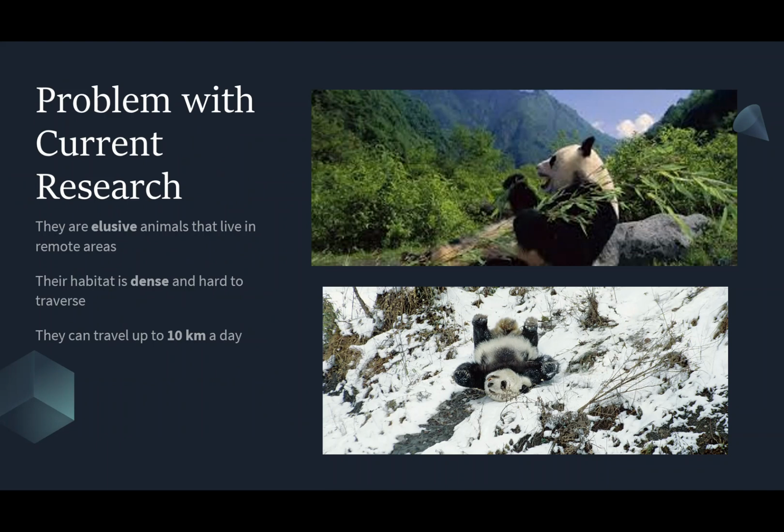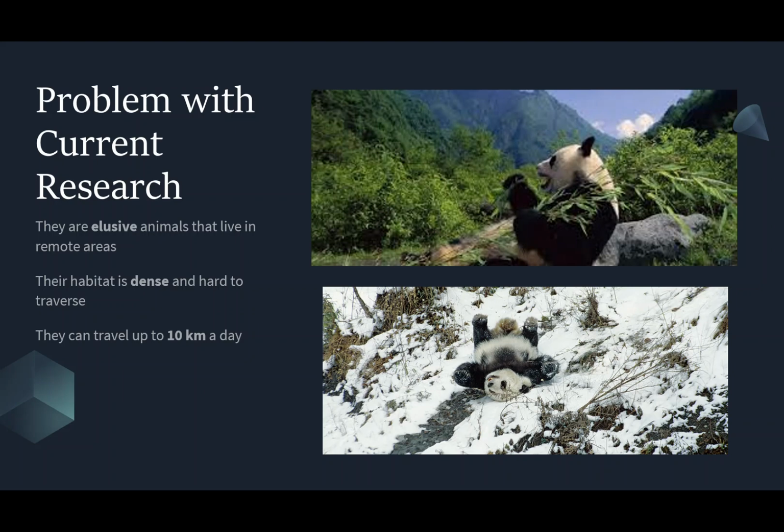The problem that we currently face with these animals is that they are known to be very elusive. The heart of panda habitat is in Sichuan, China, as well as the surroundings in Shaanxi and Jiangsu. These areas have an elevation of up to 10,000 feet and are quite remote. They are very dense and hard to traverse, with many uphills.